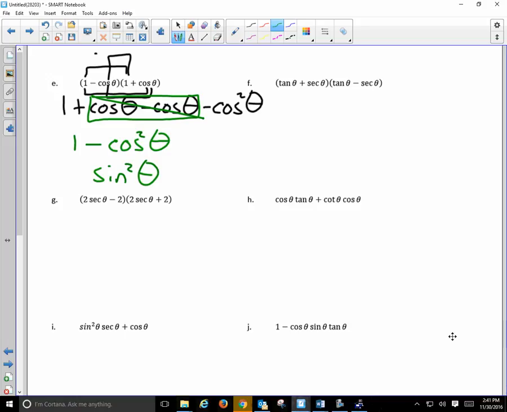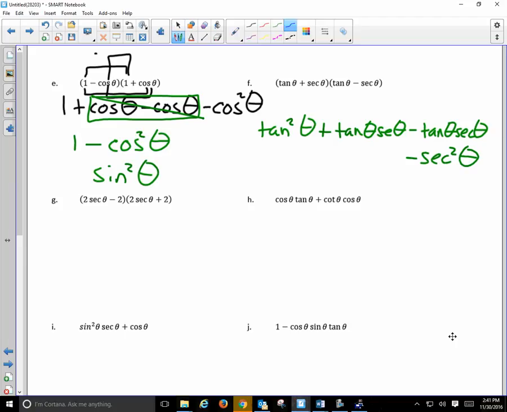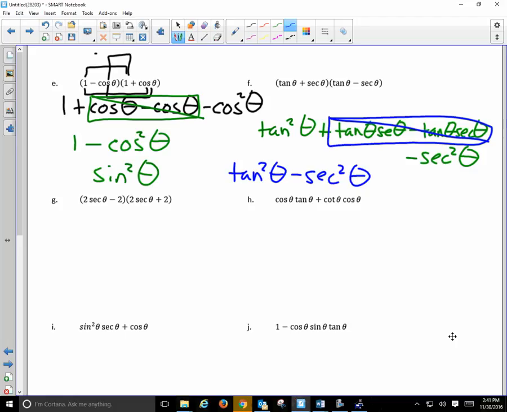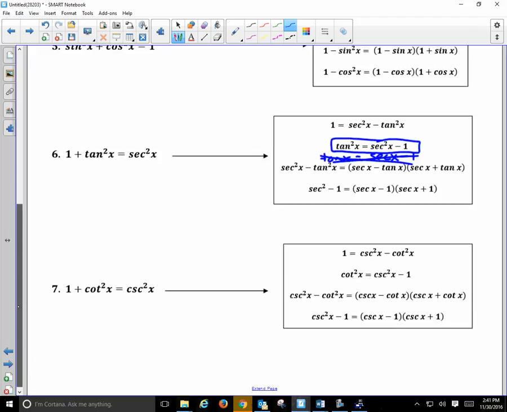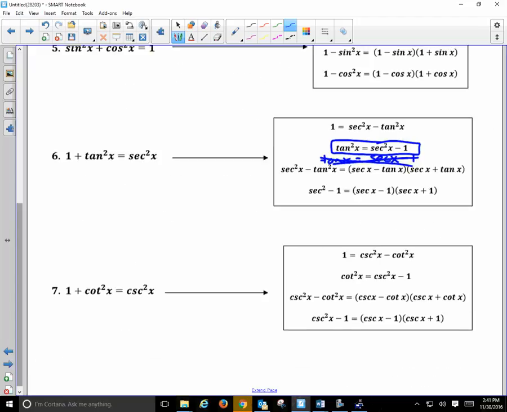Let's try it. I'm going to have tangent squared plus tangent times secant minus tangent times secant minus secant squared. What happens to the middles? They go away. And you're left with tangent squared minus secant squared. Do you see that written on your sheet? Look at your sheet. Do you see that written anywhere? Where? I see secant squared minus tangent squared, but I don't see tangent squared minus secant squared.